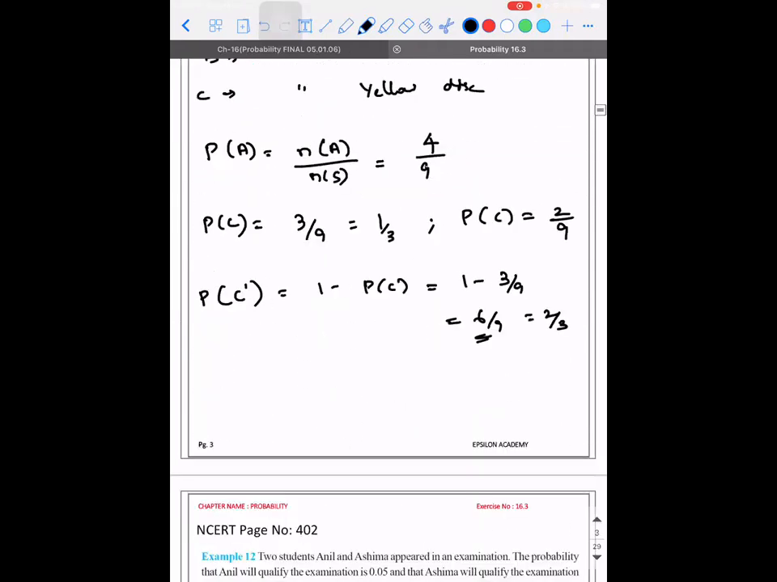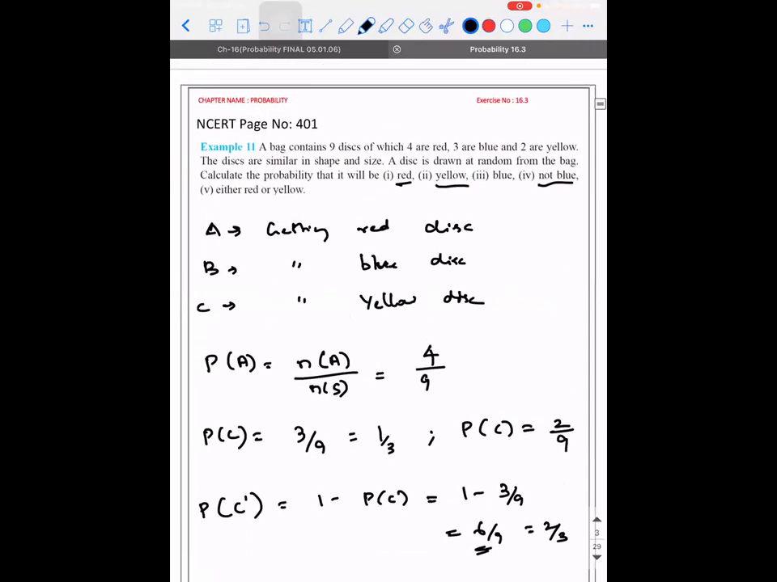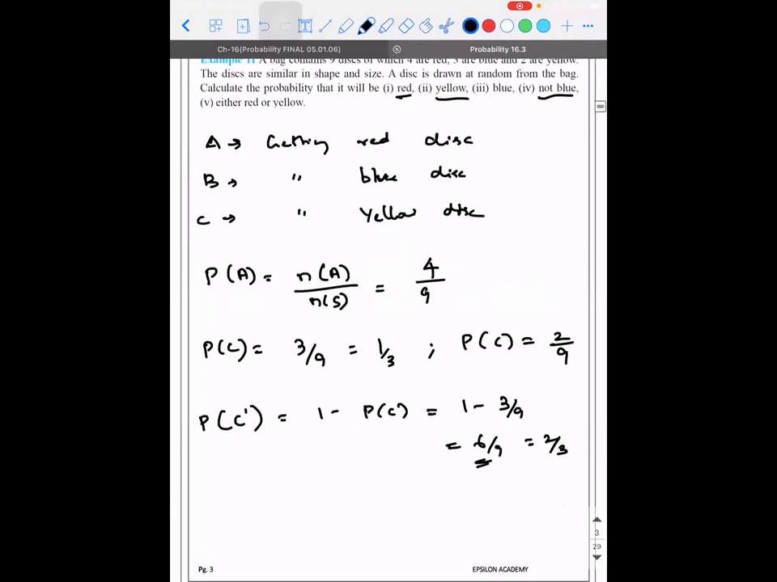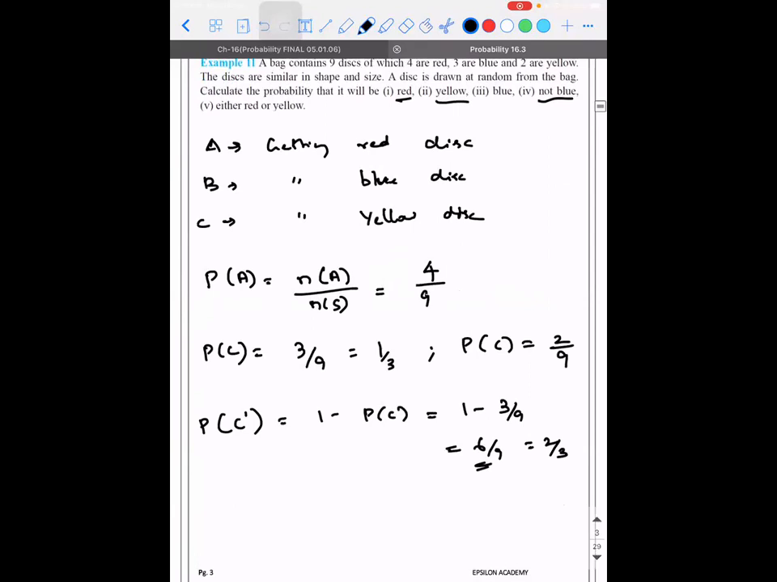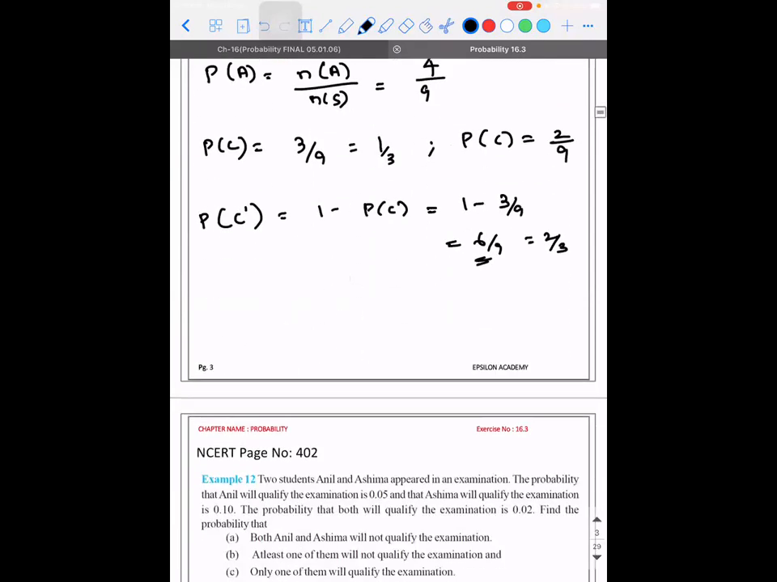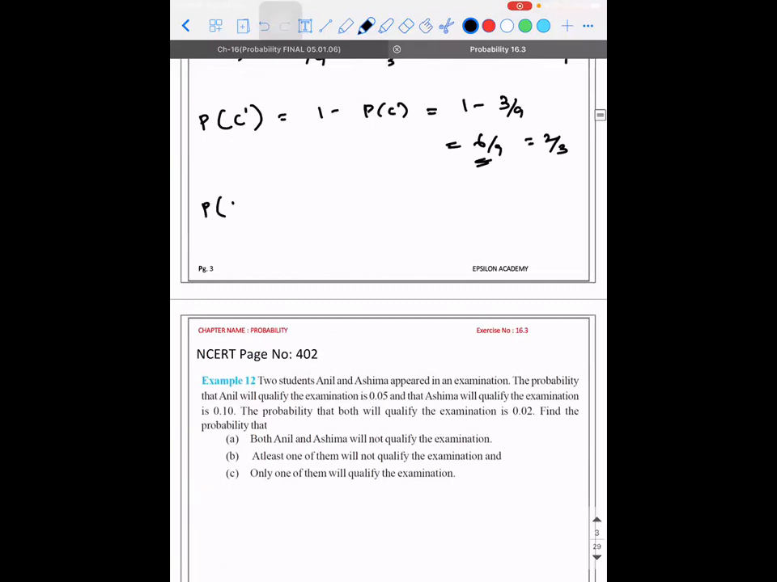What is the other way we could have calculated? Probability of not getting a blue means you will get only red or yellow. So you have 4 red and 2 yellow. That also would have given you 6 by 9 only. Okay, just different approaches. So what is the probability of either red or yellow? This is an interesting one. See, probability of red or yellow.